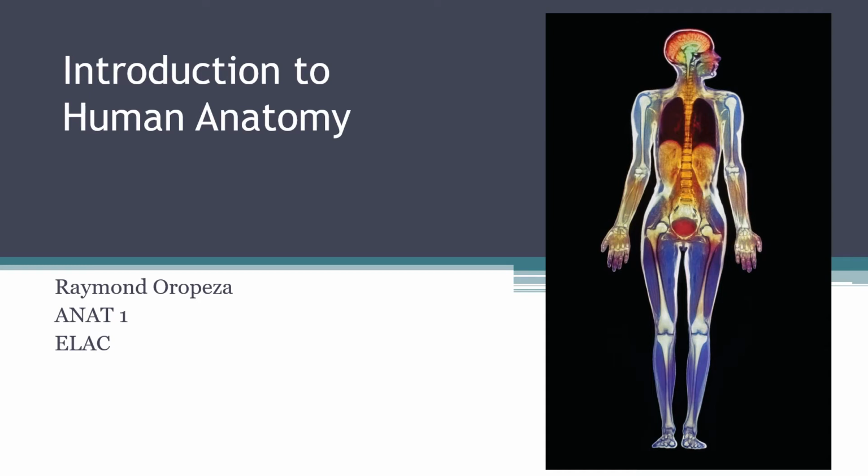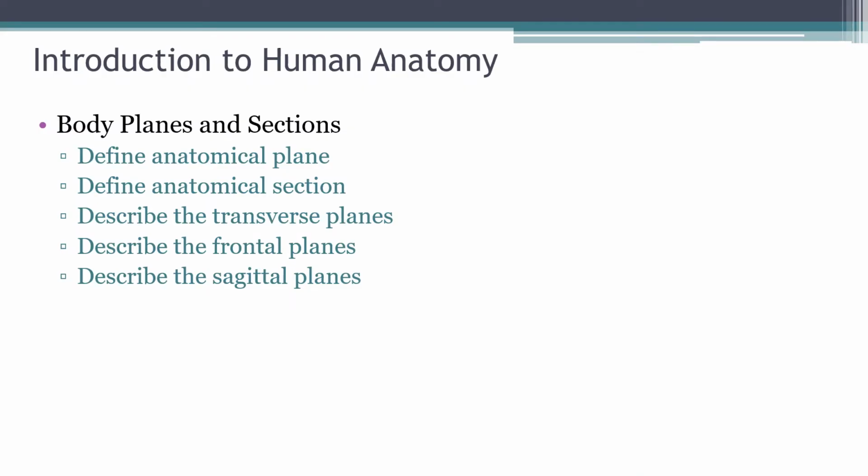Hello everyone, welcome to our next lecture on the Introduction to Human Anatomy. This is going to cover the body planes and sections. So we'll define what a plane is, what a section is, and then we'll describe the three major planes, the transverse plane, the frontal plane, and the sagittal plane.